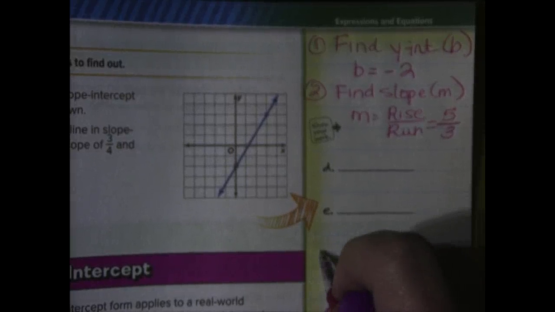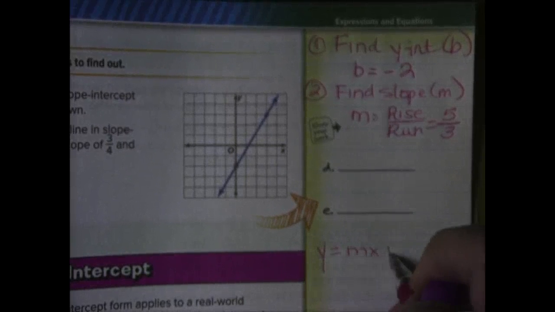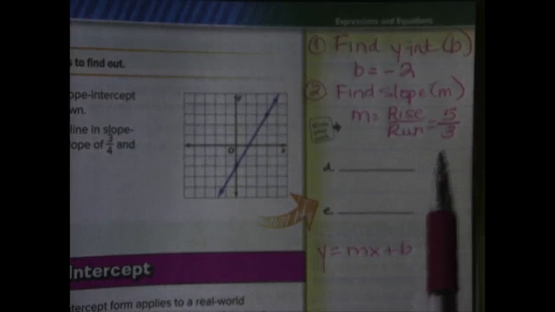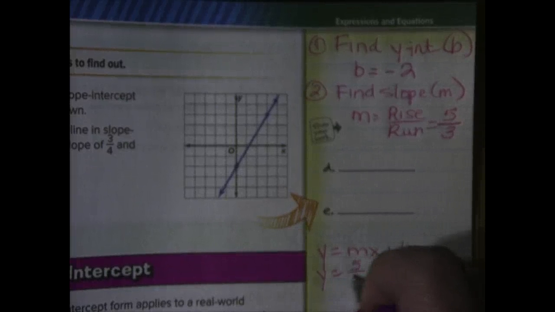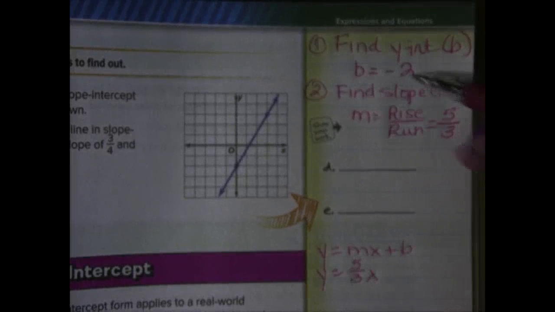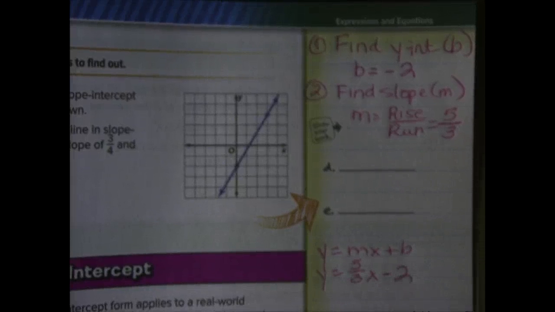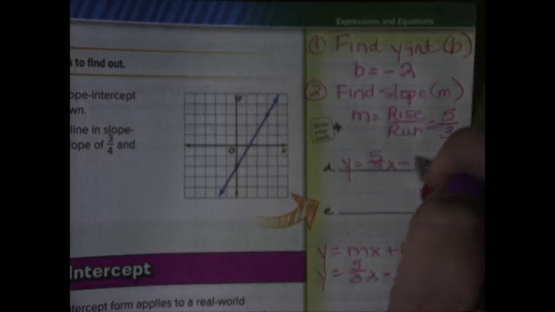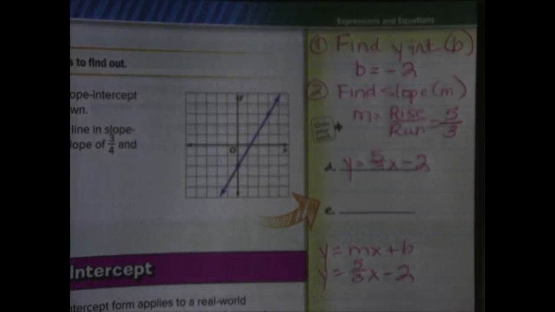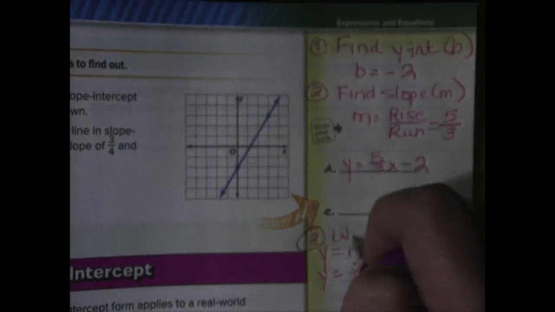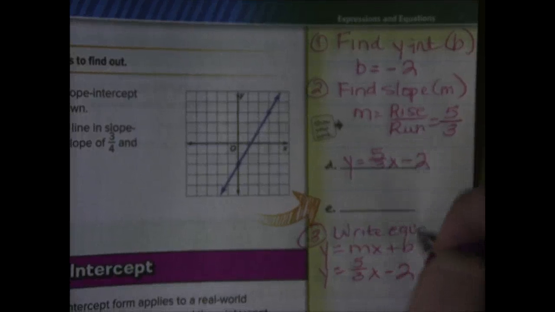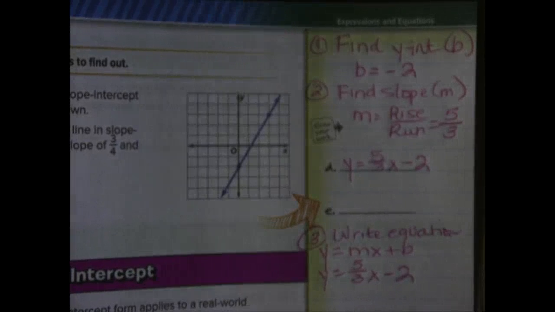And then we're going to take y equals mx plus b form, and we're going to fit in what we know. So we have y equals m is 5/3, and b is -2. So our answer would be y equals 5/3x minus 2. So it's not difficult. This is step 3, write the equation. But you do need to follow the steps and pay attention to what you're doing to find the slope and the intercept.